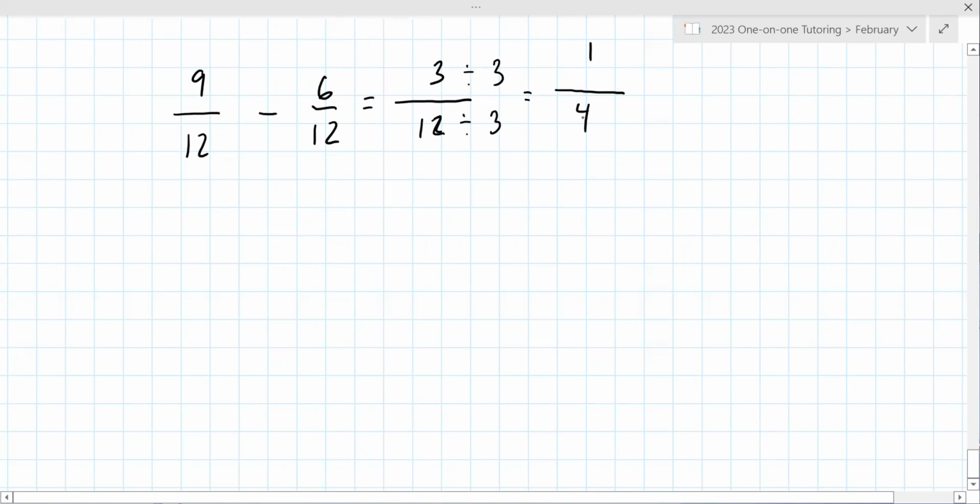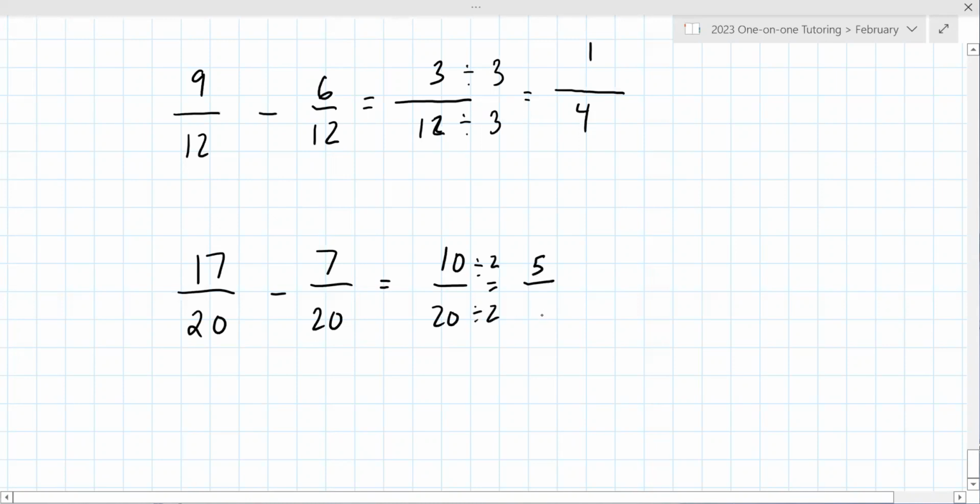All right. Good. Let's do one more real quick. How about 17 over 20 minus 7 over 20? 10 over 20. And what does that reduce to? 5 over 10. 20 divided by 2 is 10. 10 divided by 2 is 5. Now, is there a number that goes into both of these? Yeah. So it should be 1/2.